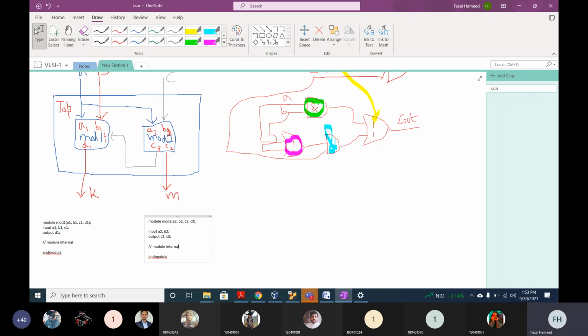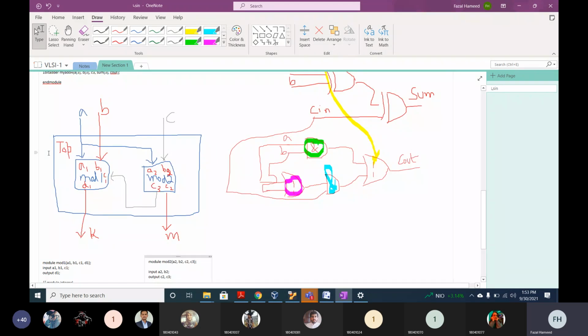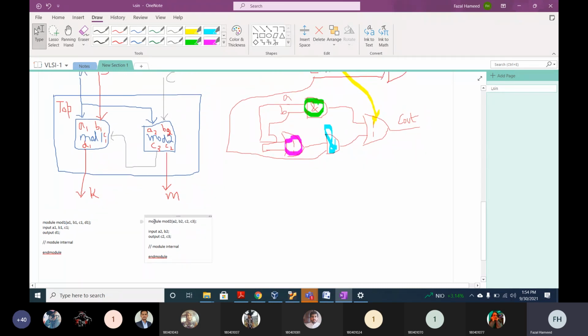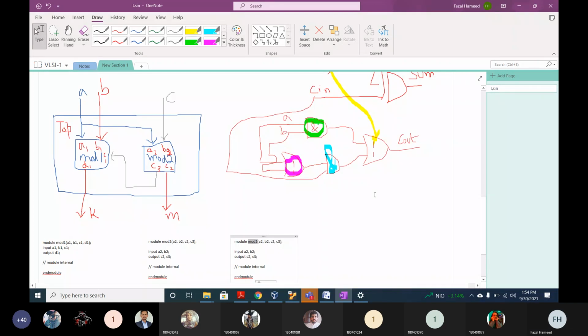Now in the top module, we want to connect these two modules. So now this is the top module. In the top module, we want to interconnect these modules in a particular fashion. So how can we write the code for the top module? How should I write module top? What should be the interfaces to the module top?